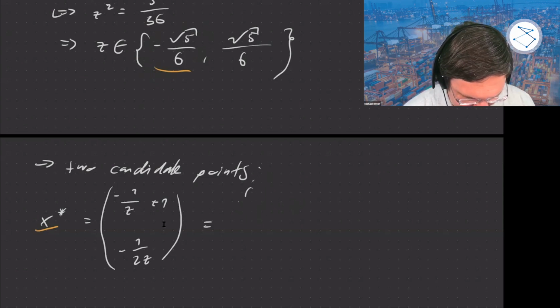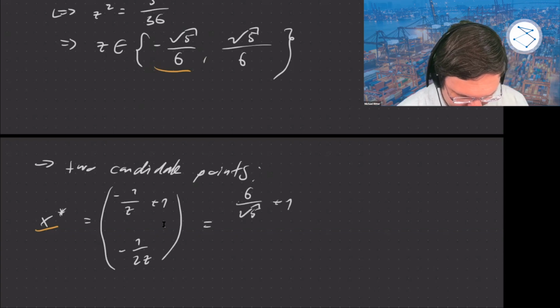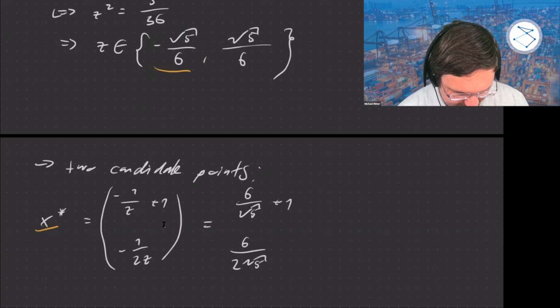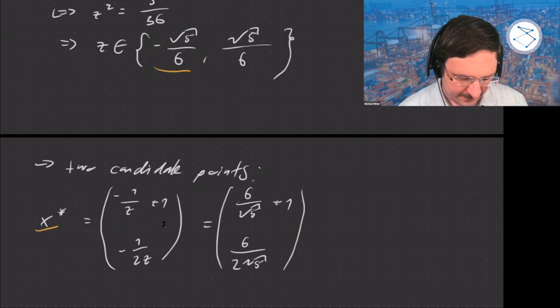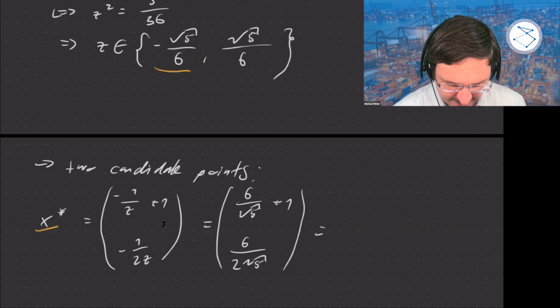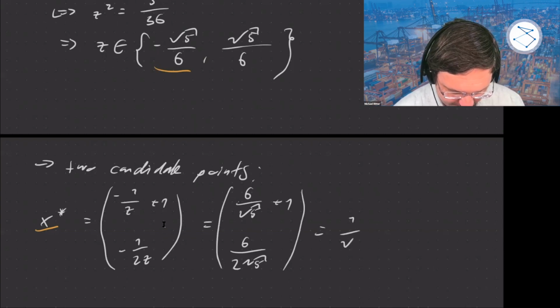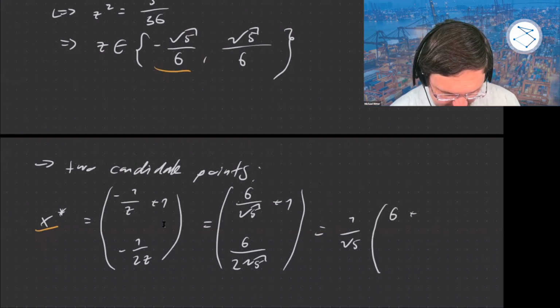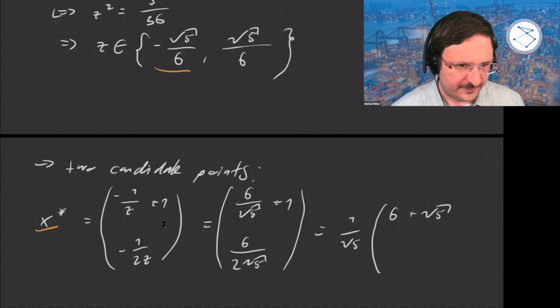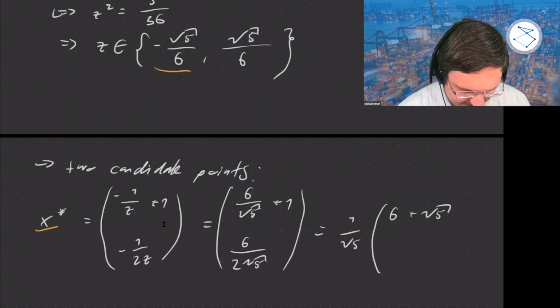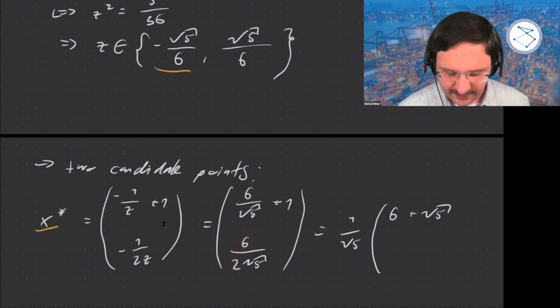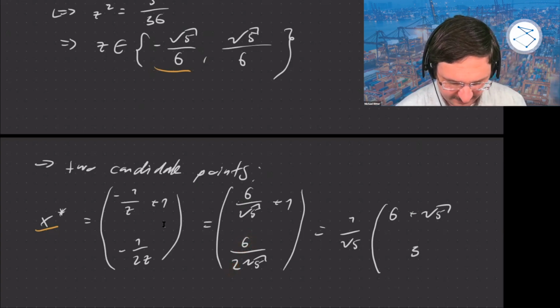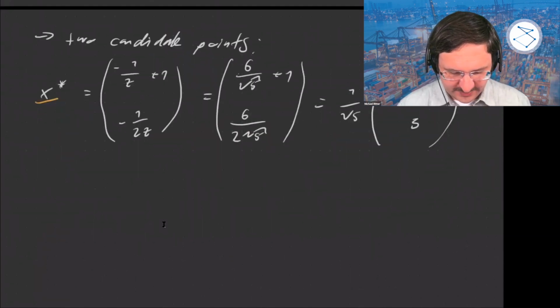No, sorry, of course it is 6 over square root of 5 that way, plus 1. And here we have 6 over 2 square root of 5. So let's see, this is 1 over square root of 5. We can take that one out. And then we get 6 plus square root of 5. And the 2 cancels out with 2 times 3. So we're left with a 3 here. So that's our first point.